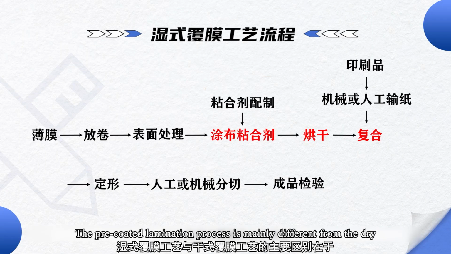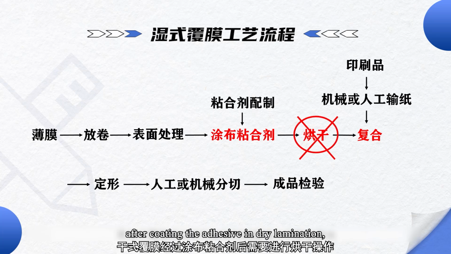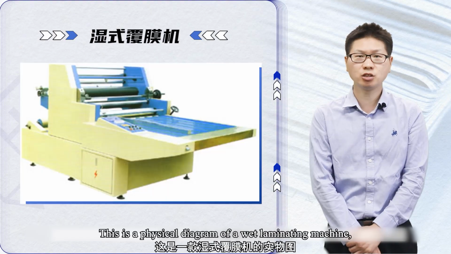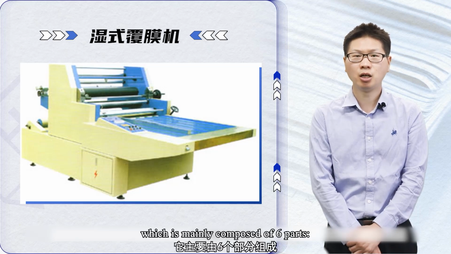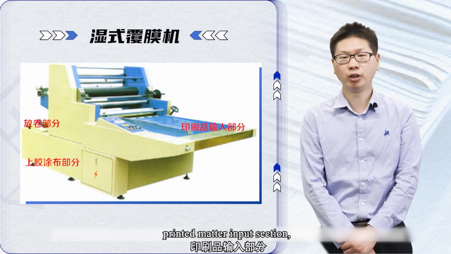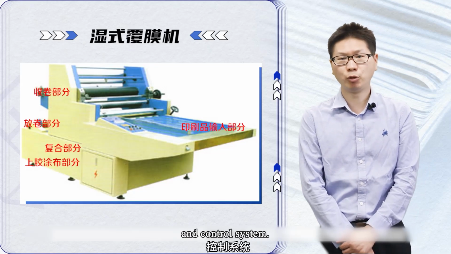The pre-coated lamination process is mainly different from the dry and wet lamination processes in that, after coating the adhesive in dry lamination, a drying operation is required, while in wet lamination, the adhesive coated material is directly compounded with the printed matter after coating. This is a physical diagram of a wet laminating machine, which is mainly composed of 6 parts: unwinding section, gluing section, printed matter input section, compounding section, rewinding section, and control system.